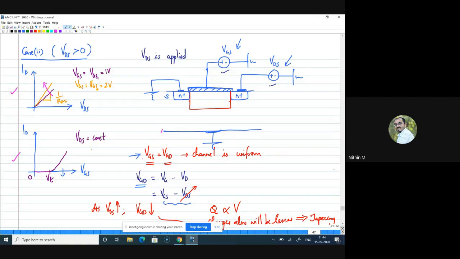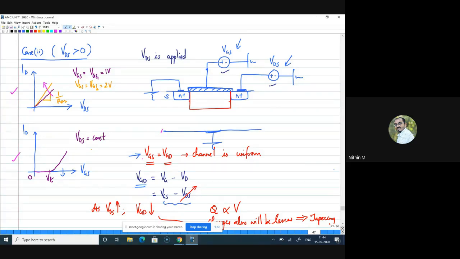But one thing to note, both of these graphs or terminal characteristics are extracted by keeping one voltage constant. So if it is the ID-VGS graph, you are actually keeping VDS constant. A sufficient VDS is kept so that a current will flow. Similarly, for the ID-VDS graph, we make sure that we are applying a VGS which is sufficiently greater than the threshold, so that as you vary VDS, a current can flow through the device.